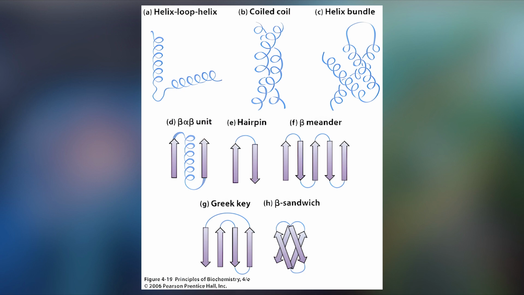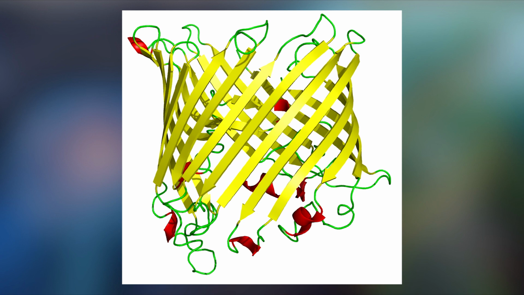There's something called a Greek key, which is 4 beta strands connected together in a sort of sandwich shape. There's a helix loop helix, which consists of an alpha helix connected to another alpha helix, bound by a loop of amino acids. So it's kind of like the beta hairpin, except composed of 2 alpha helices instead of 2 beta sheets. One of my favorites is the beta barrel, which, if you imagine taking a piece of paper, wrapping it around on itself to form a cylinder, that's basically what a beta barrel is. It's a beta sheet wrapped around on itself.